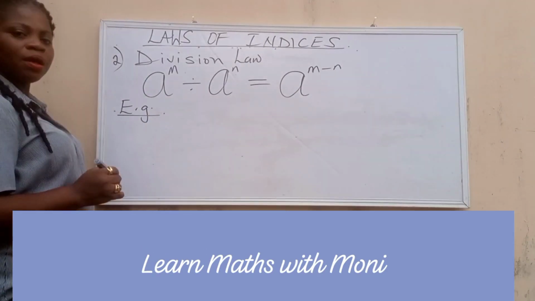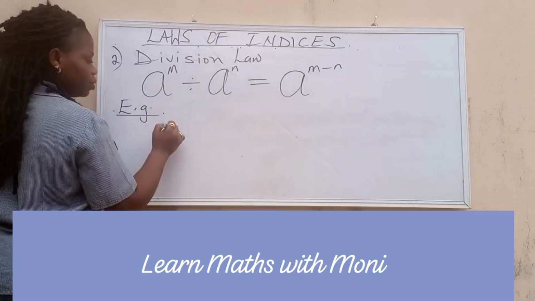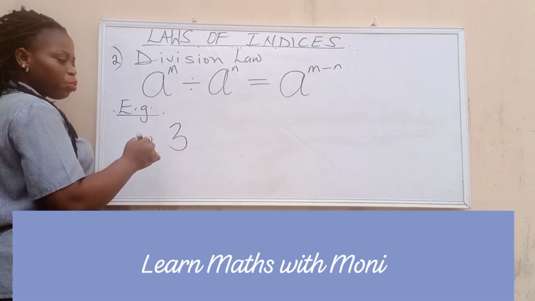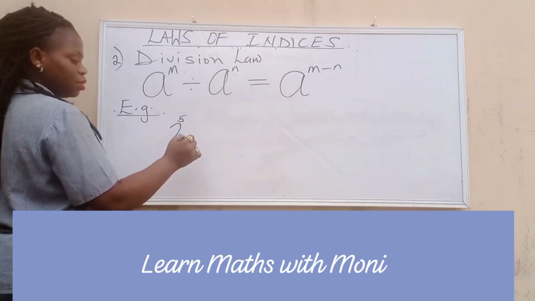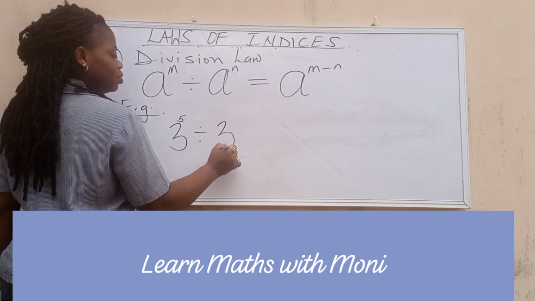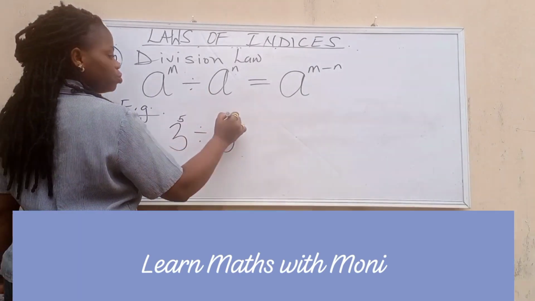Let us say, for example, I have 3 raised to power 5 divided by 3 raised to power 2.